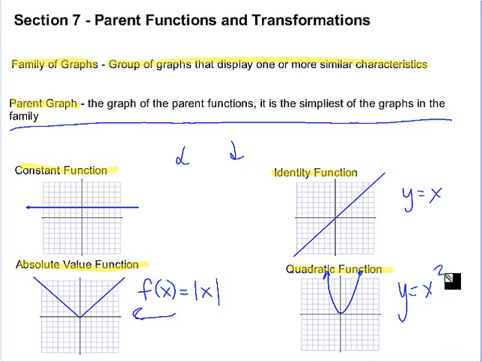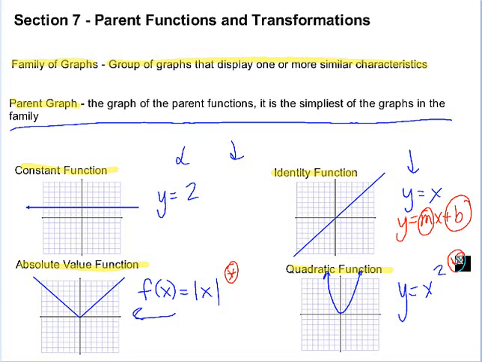Notice the constant function is just y equals some number. In this case, it's y equals 2. It's a horizontal line. Notice that this identity function, y equals x, we've learned that this moves in slope-intercept form, y equals mx plus b. We'll learn that the b shifted it up or down. The m dictated its slope. So we're going to be seeing that those similar characteristics also happen for absolute value functions and quadratic functions.